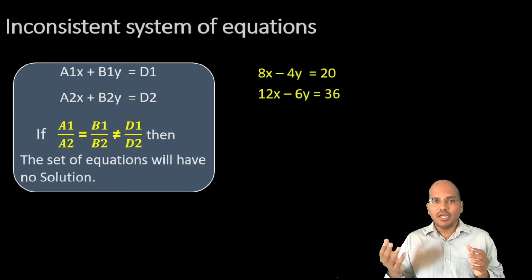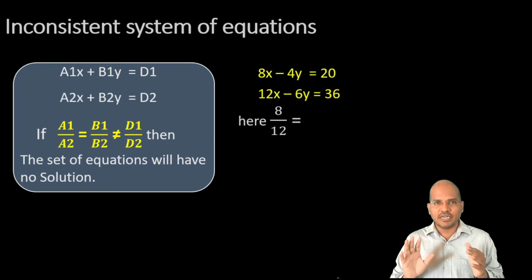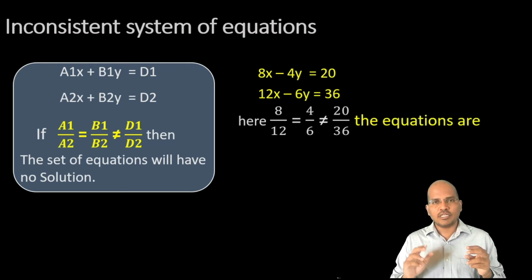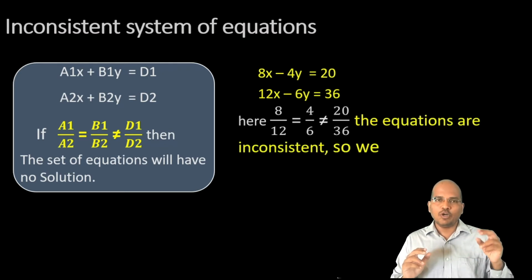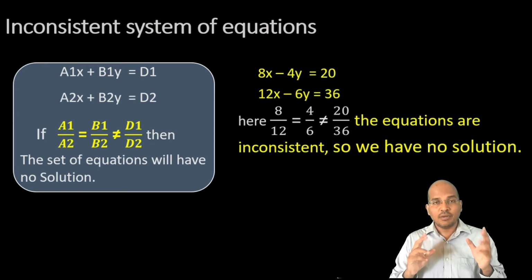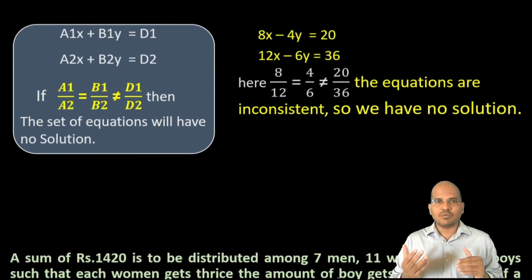Now for example, let us take 8x minus 4y is 20, 12x minus 6y is 36. Take the ratio of coefficients 8 upon 12, 4 upon 6, 20 upon 36. 8 upon 12 is same as 4 upon 6, but this is not same as 20 upon 36. Hence, the set of equations are inconsistent and we have no solution. Clear with that? So going ahead with small examples.